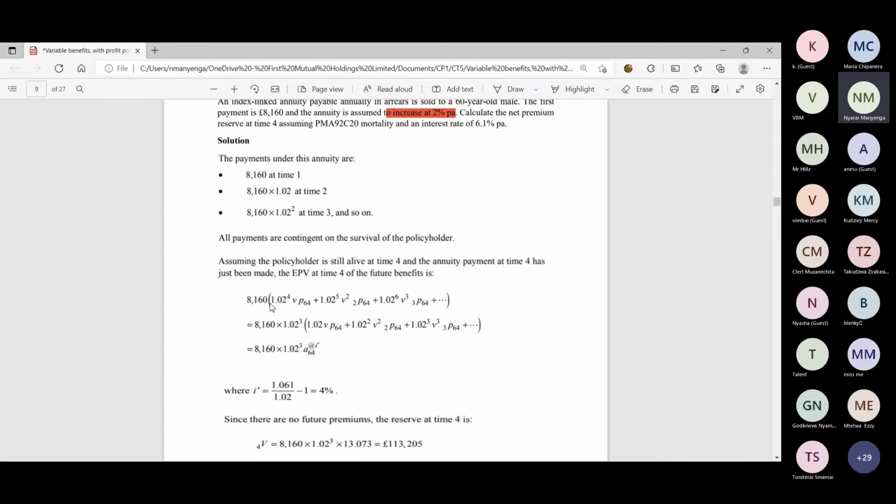you take out the constant here, which is 8,160. And then at time 4, it will be now considering the benefit that would be payable. At time 4, the benefit has been paid already. So now we're considering the benefit that would be paid at time 5 going into the future. So we now discount the benefit that is payable at time 5 backwards to time 4. That's why we say here 1.02 to the power 4 times VP64, assuming that the person survives.